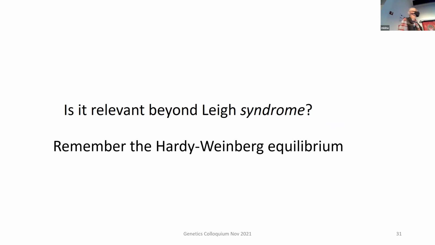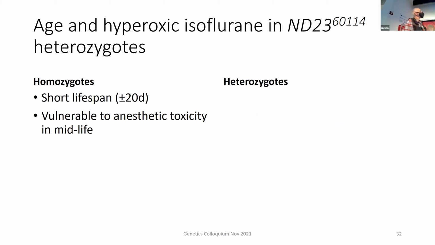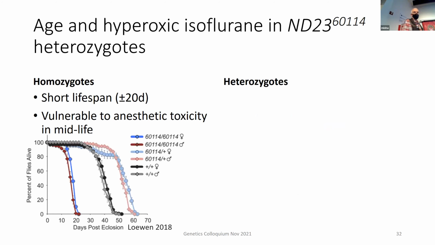And this is where the Hardy-Weinberg equilibrium comes in, because we can show that under certain stress conditions, we can maybe reveal a phenotype in heterozygous. Now, what you've seen until now were homozygous mutants. So the homozygotes have a short lifespan, and they are vulnerable to anesthetic toxicity, as I have shown to you, in approximately midlife. And Karin and Barry have characterized the lifespan of these animals.